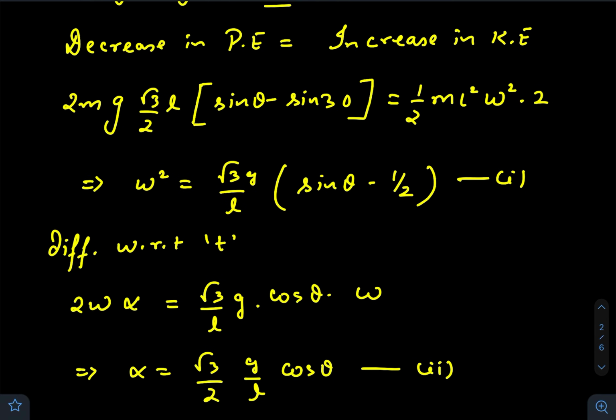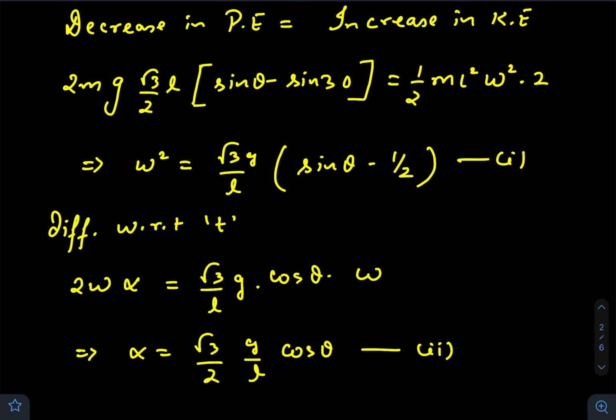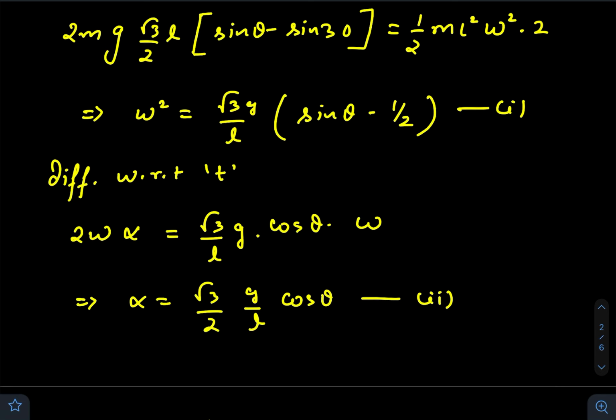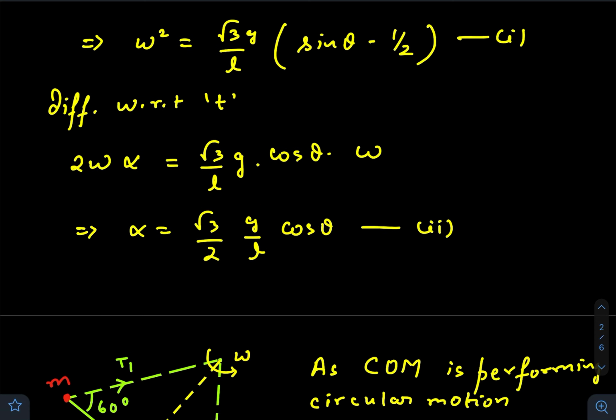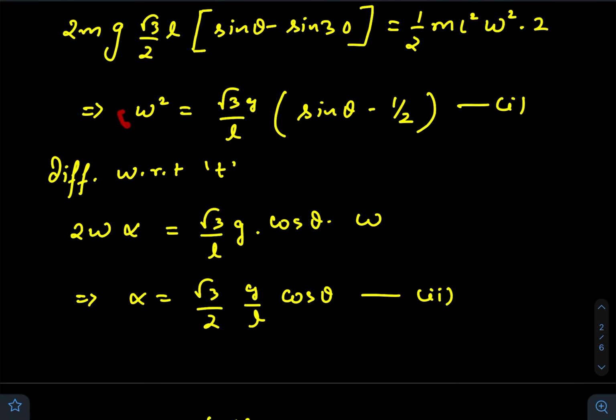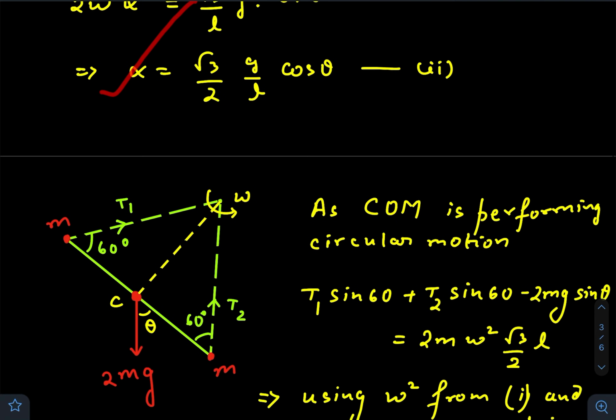Now to find the angular acceleration, we will differentiate it with respect to time. Can you hear the lightning? Anyways, differentiating with respect to time, we get 2 omega d omega by dt, that is the angular acceleration, and that gives root 3 by L g cos theta d theta by dt. So d theta by dt is the angular velocity. So we got alpha as a function of theta. Very nice. So we have omega square, and we have alpha, the angular acceleration.